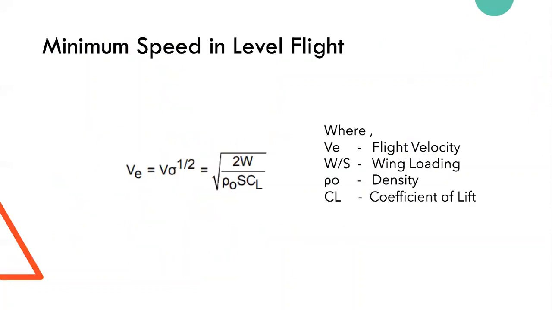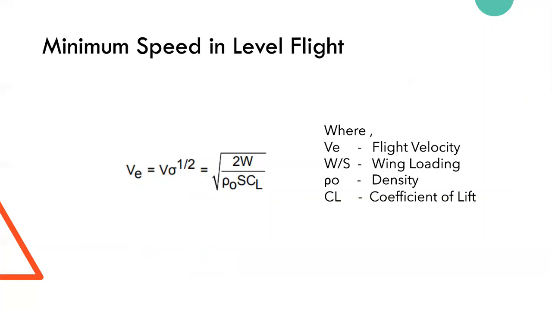For the minimum speed in level flight, just now we got it by equating L is equal to W. So we got VE is equal to root over 2W by rho naught S CL, where VE is the flight velocity at level flight, or the minimum speed at level flight.